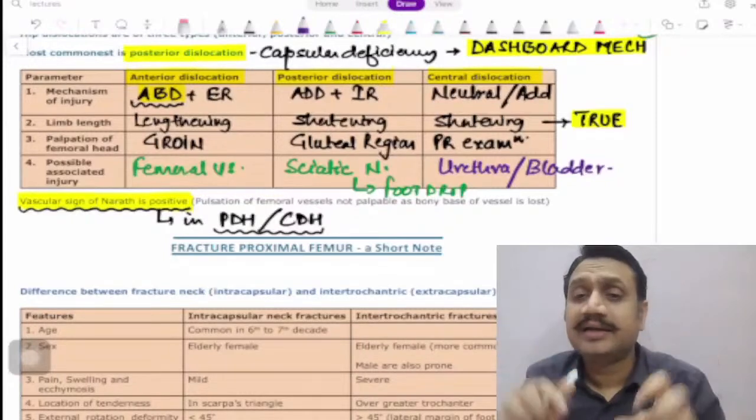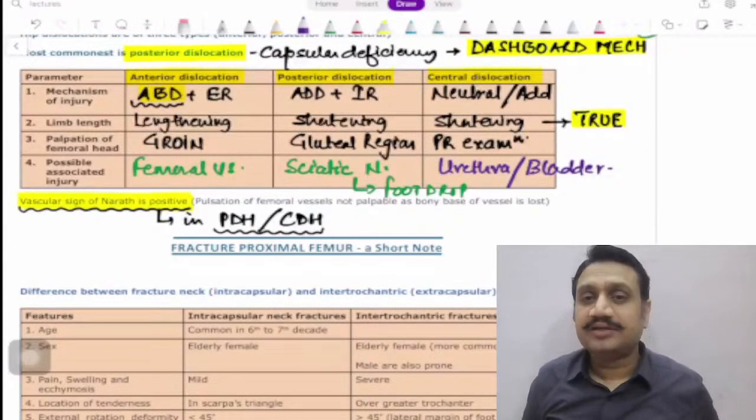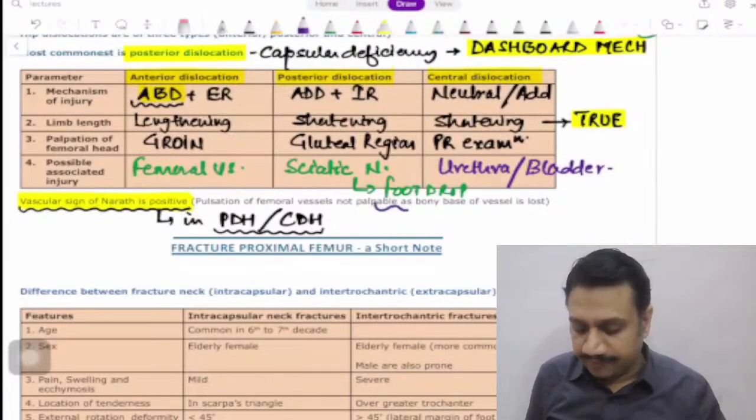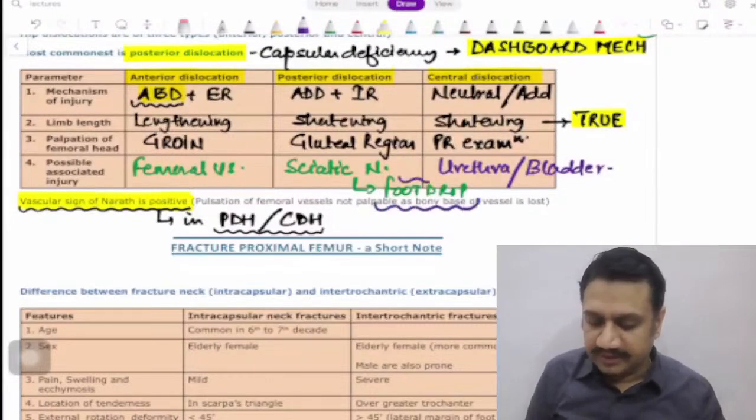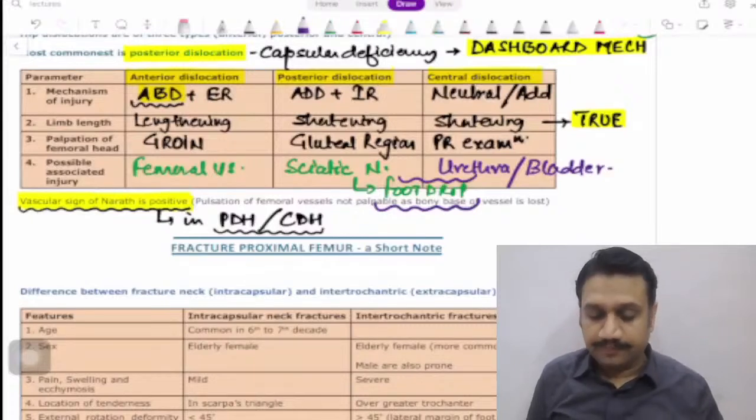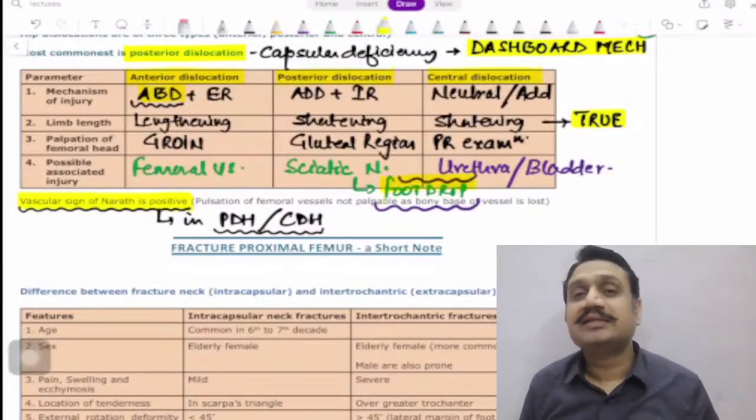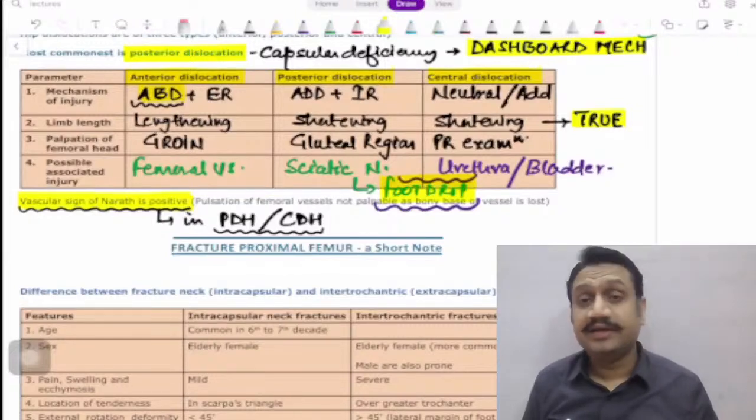As the head of the femur is going back, it can hit the sciatic nerve. If the sciatic nerve is injured, it can create a foot drop. Anterior dislocation creates a lengthening of the limb, and that's really a true lengthening.